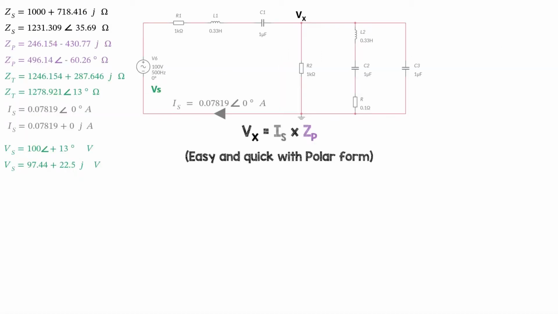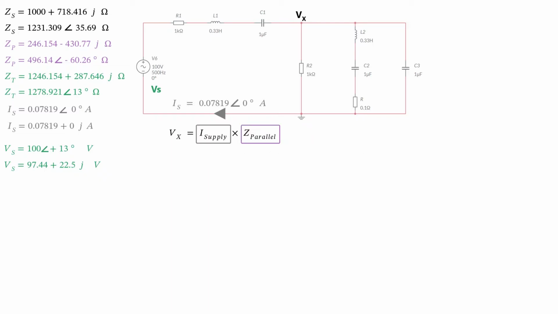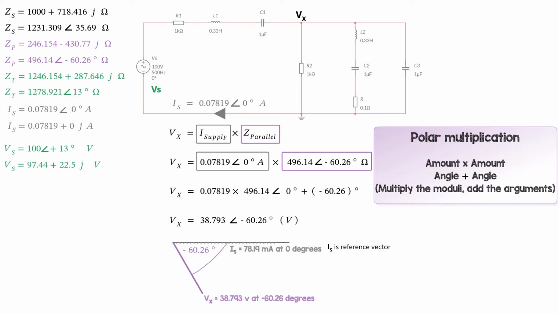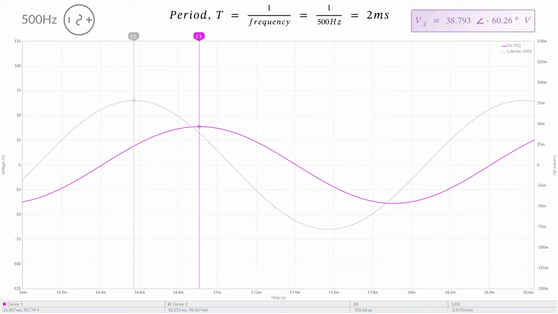Now to find Vx, current times Zp, easy with polar form. The voltage across the parallel branch is the supply current times Z parallel. When you're doing polar multiplication, it's really easy. You just multiply the amounts together and you add the angles, or you multiply the moduli and you add the arguments, for the technical term. So the voltage X is 38.793 volts at an angle of minus 60.26 degrees compared to the reference vector.